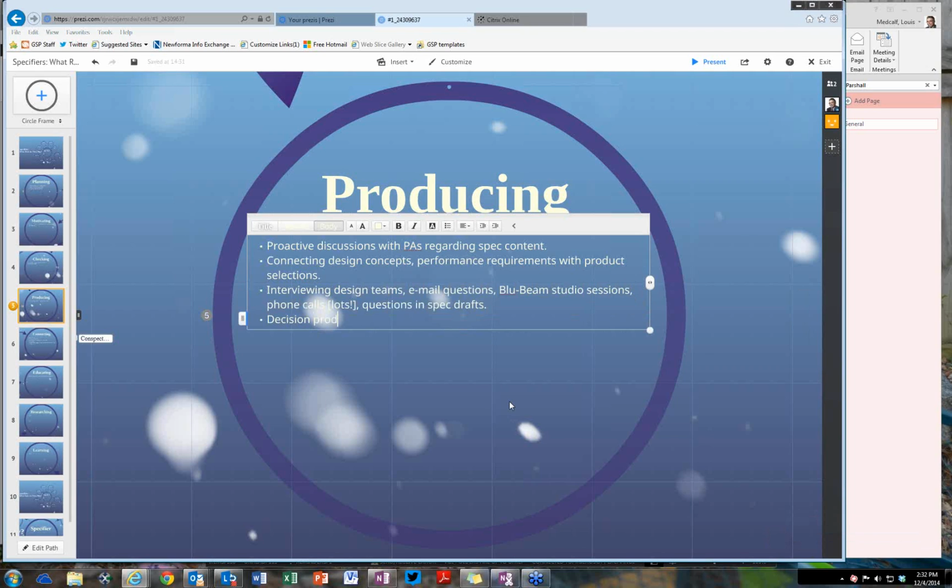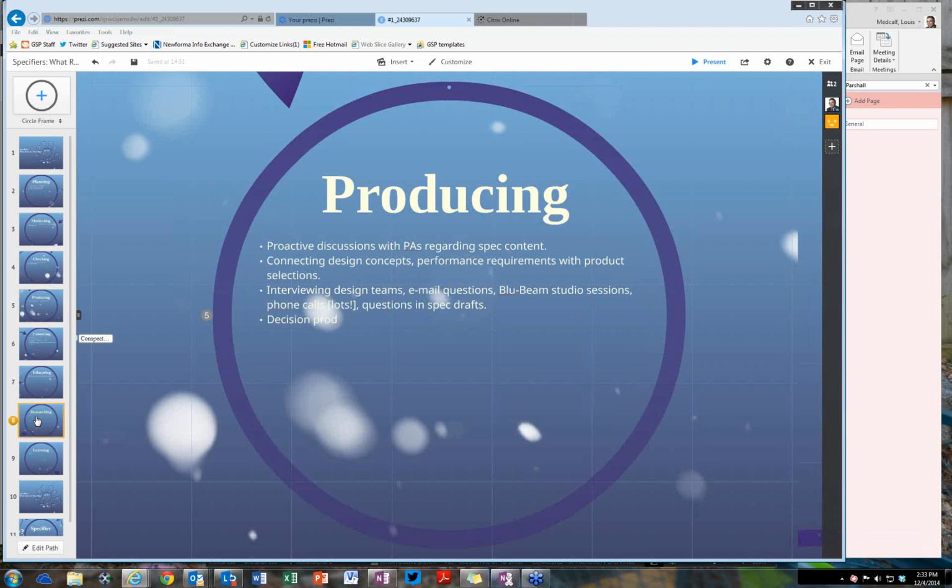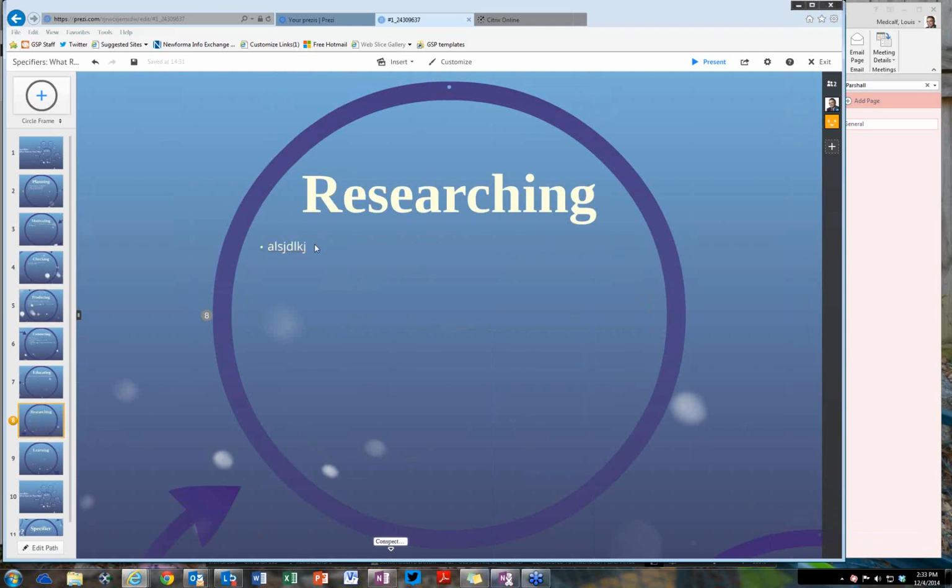So, let's see. I don't think we've had anything on researching. Let's go to the researching. All right, good idea. Change topics. Now, we put in, I have to, there we go. I put in both researching and learning. The difference is that researching is project specific or product specific, whereas learning is more generalized. So let's talk about the specifier's role in researching.